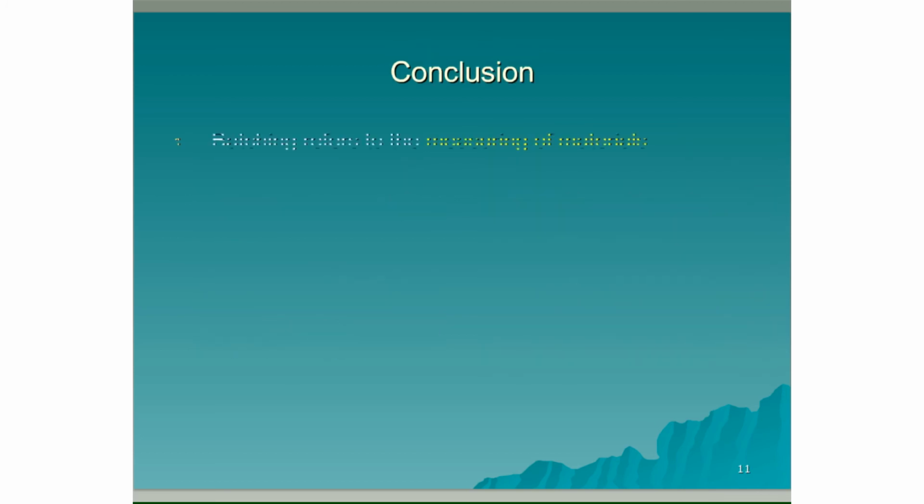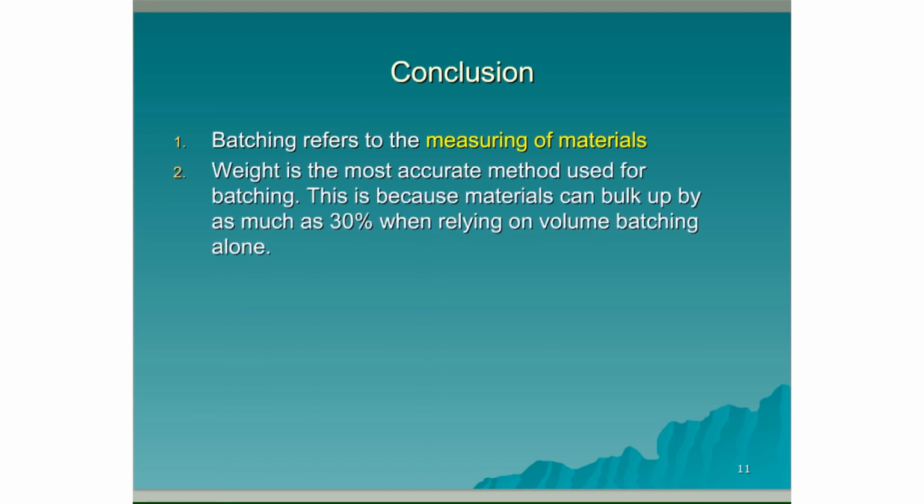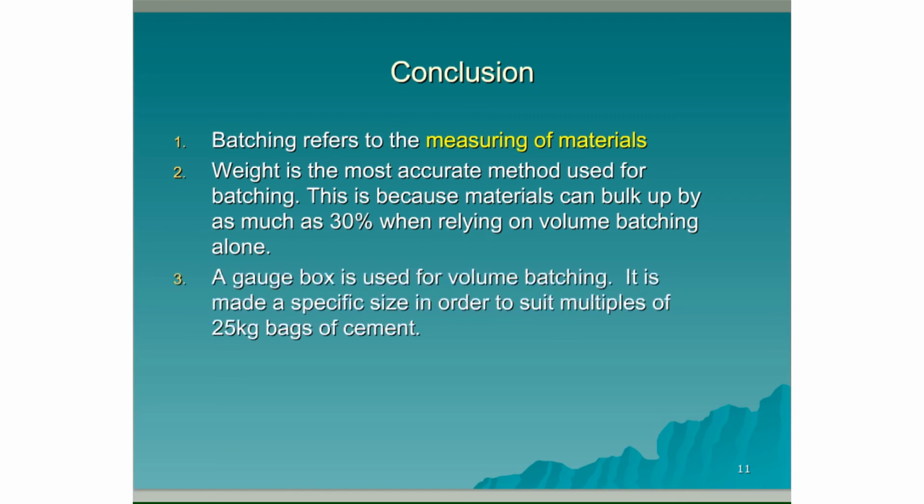Conclusion. Batching refers to the measuring of materials. Weight is the most accurate method used for batching. This is because materials can bulk up by as much as 30% when relying on volume batching alone. The gauge box is used for volume batching. It is made a specific size in order to suit multiples of 25 kilogram bags of cement.